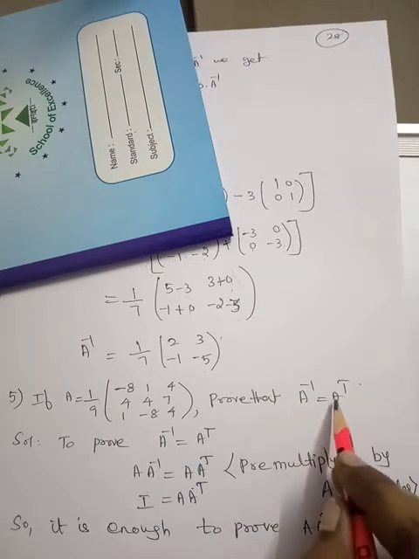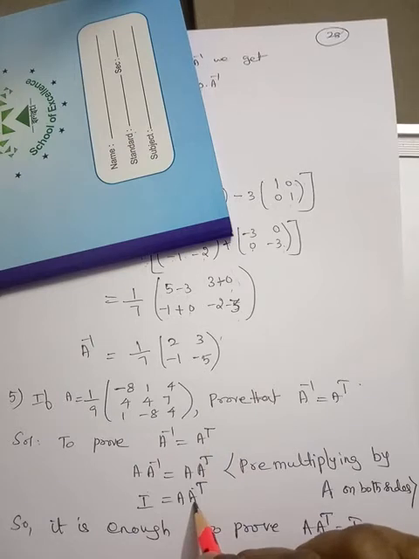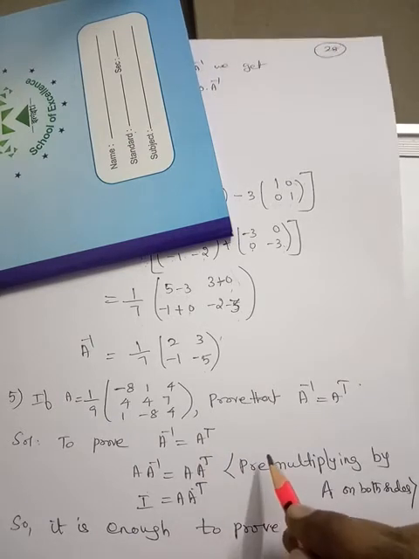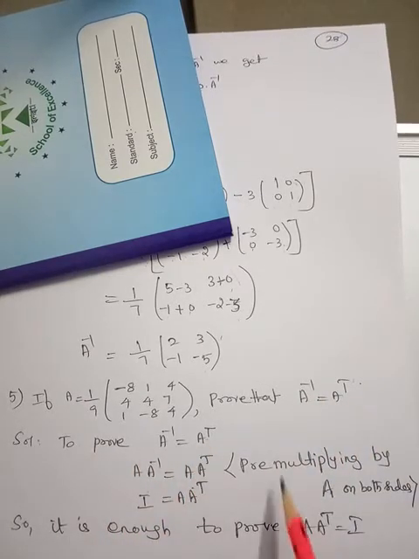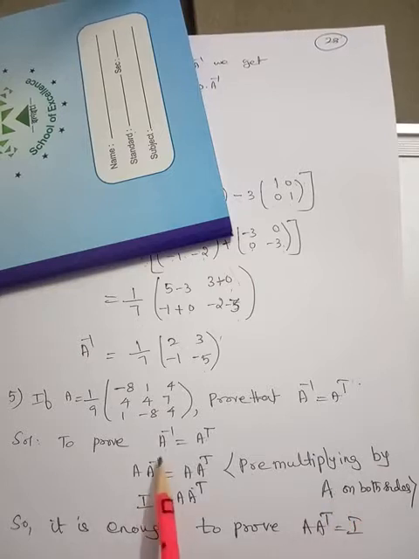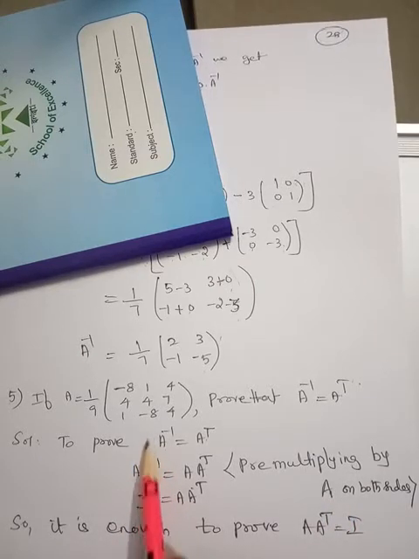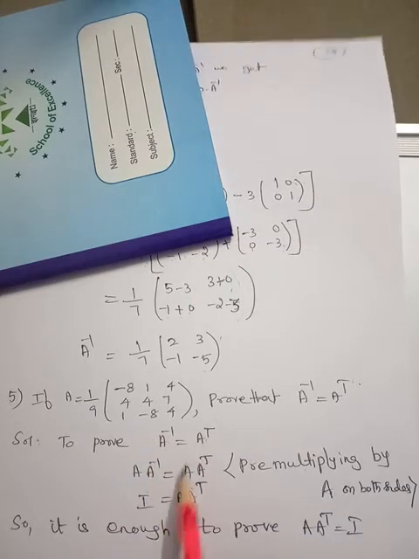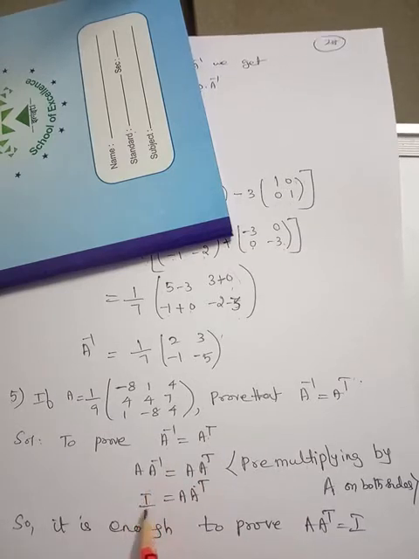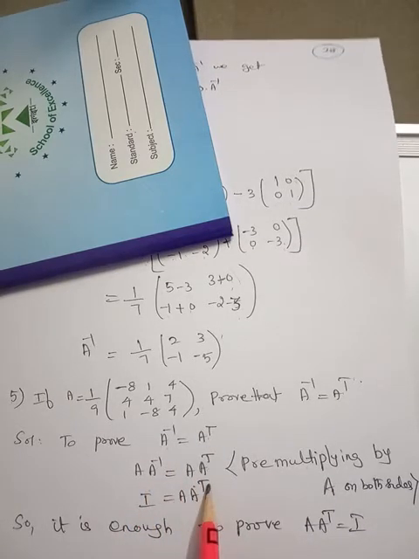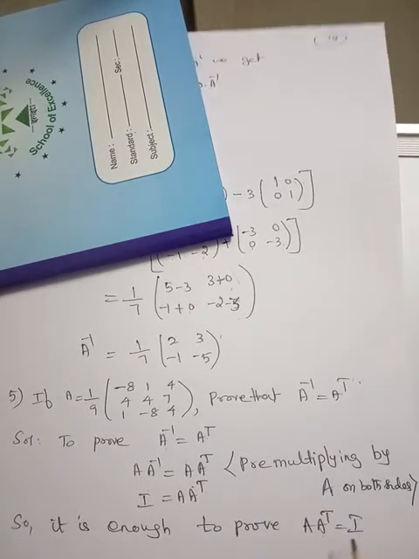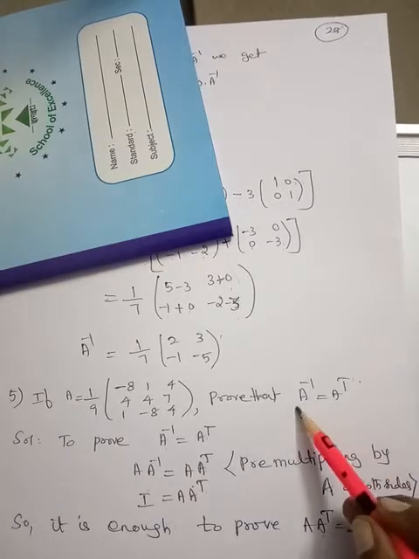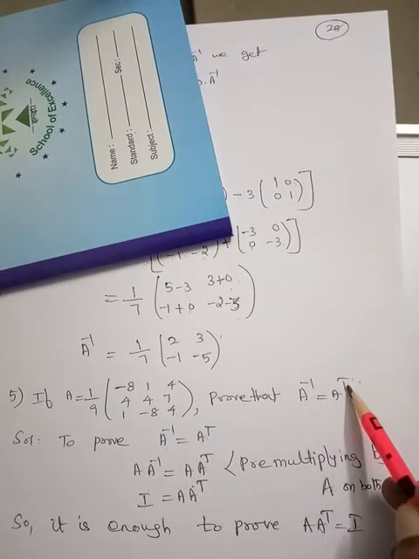Actually, that is not so easy. So, I am going to use some other method, a shortcut method, to find this. So, A inverse is equal to A transpose. This is to prove. I am going to pre-multiply by A. Pre-multiplying means in the first place, front side I am going to multiply. A into A inverse is equal to A into A transpose. A into A inverse is I, that is equal to A into A transpose. So, it is enough to prove A into A transpose is equal to I. So, this is very easy compared with A inverse is equal to A transpose.